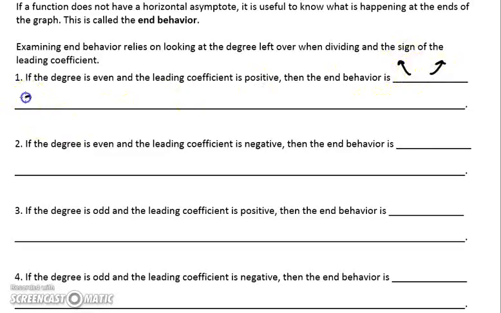So how we're going to write that is as x approaches negative infinity, so as we go farther and farther to the left, y is going to approach positive infinity. So going up, so the x values get super negative and the y values get super positive. And we're also going to say as x approaches positive infinity, so as we go farther and farther to the right, as x values go towards infinity, the y values are going to also go to infinity.